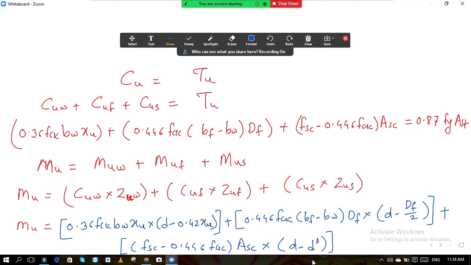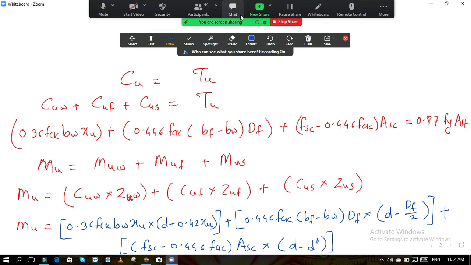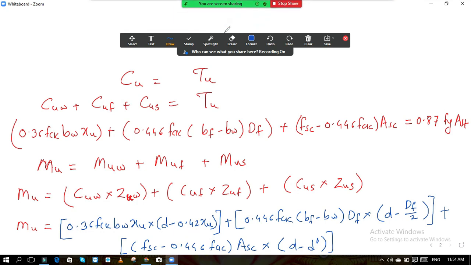Gaurav has messaged me to explain the ultimate load of the column. Gaurav, the time is very less. You can tell me your difficulty on WhatsApp. Whatever problem you are having, message me in detail on WhatsApp and I will give you the answer.